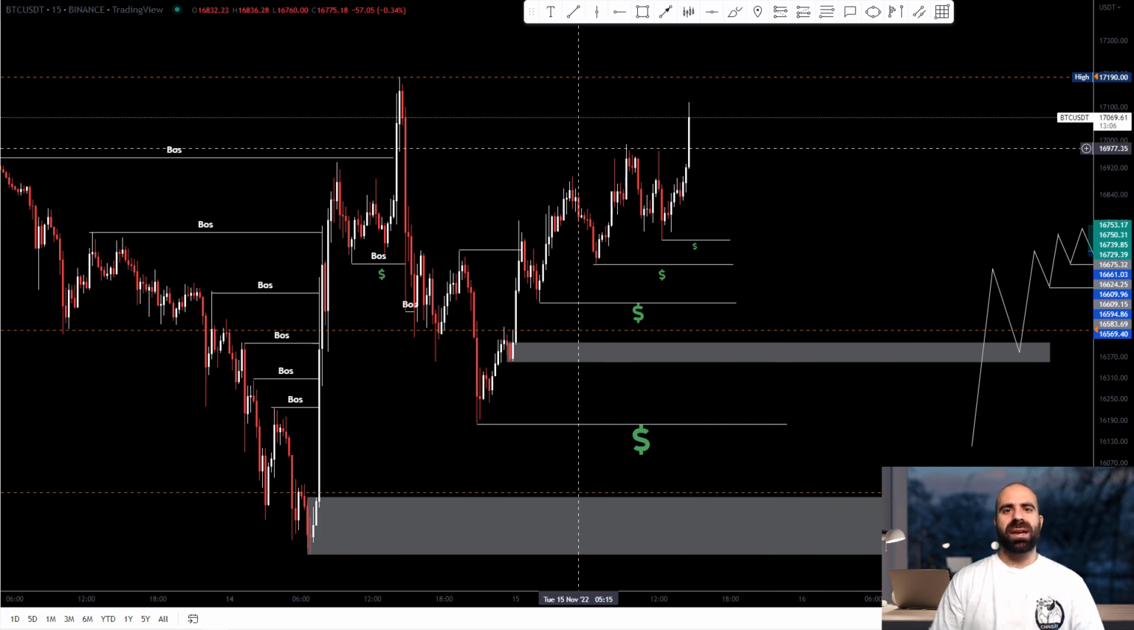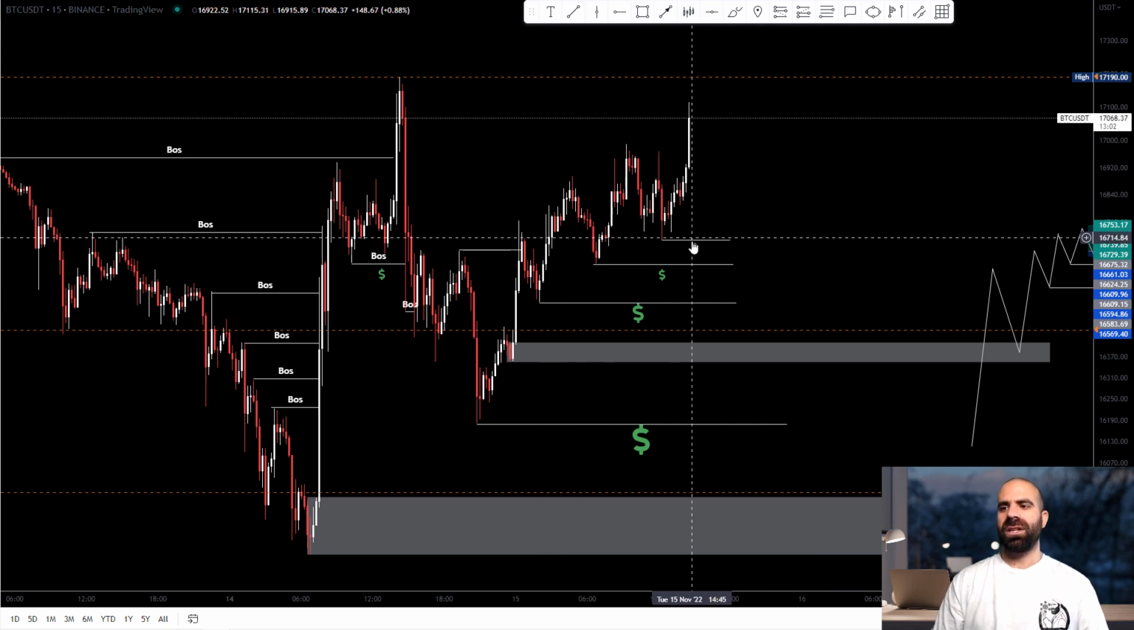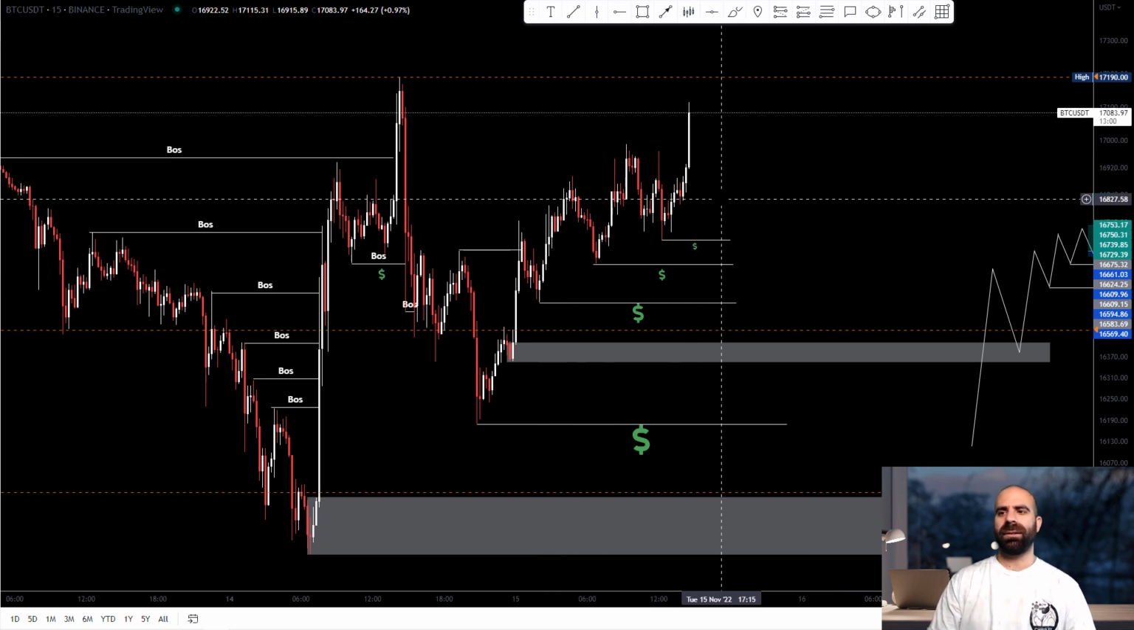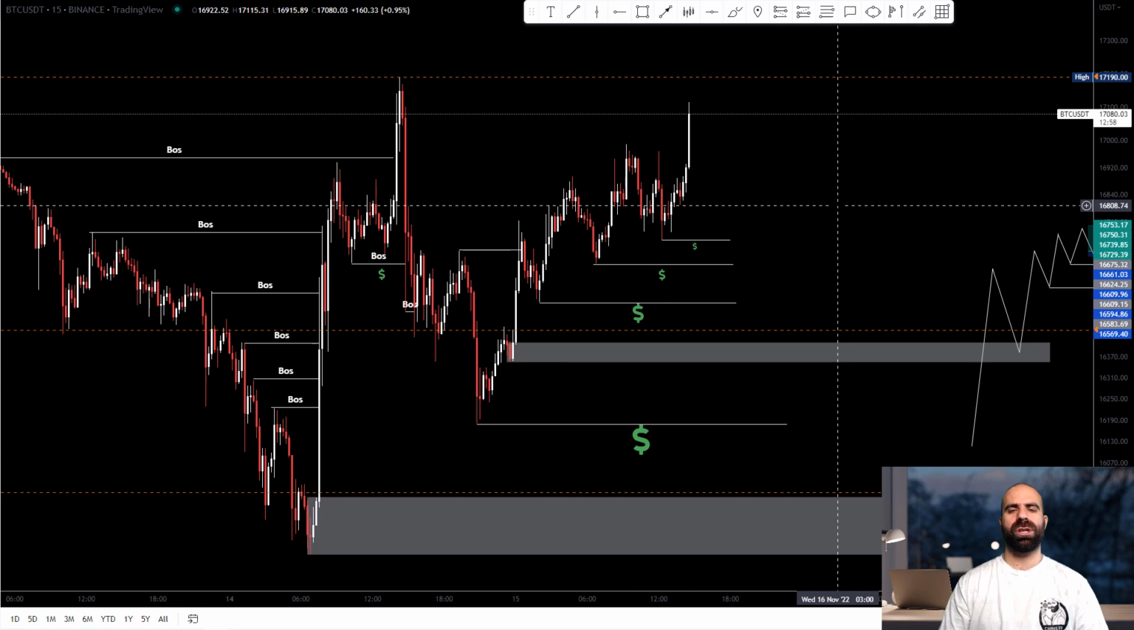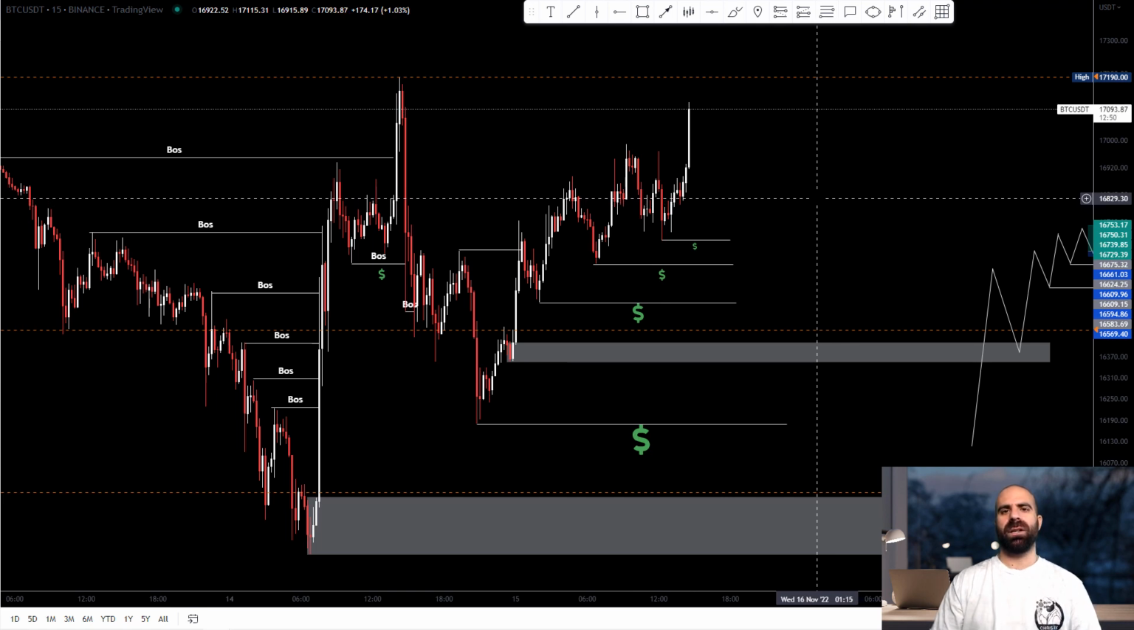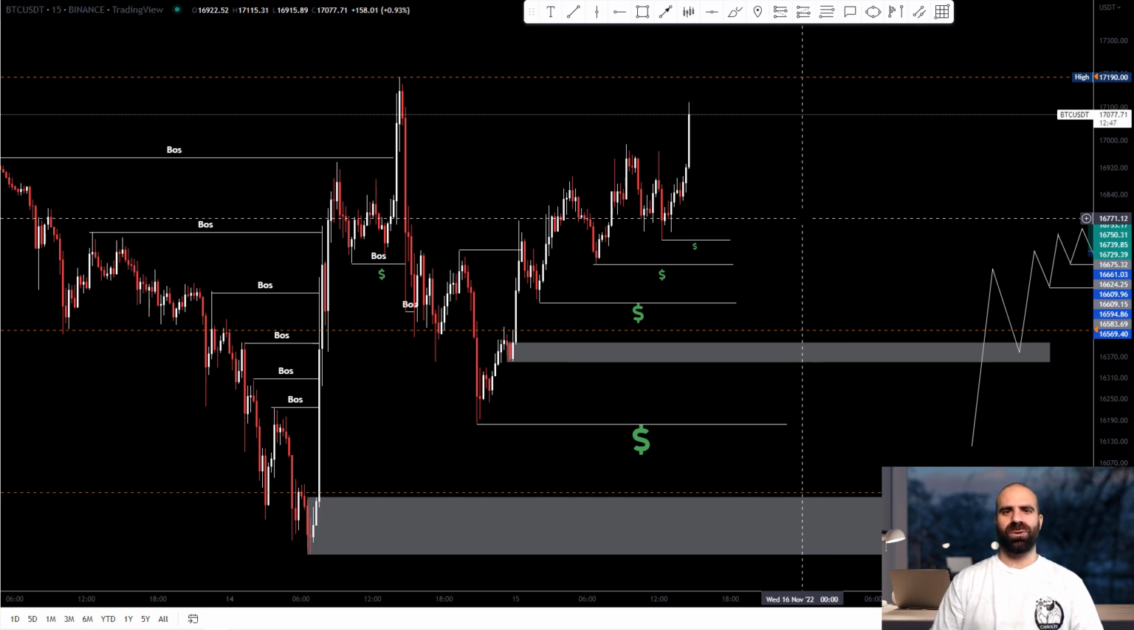So traders, this is how to trade cryptocurrency with a day trading strategy. This is what I'm doing, identifying liquidity and then my major spots only from which I'm interested in placing trades.